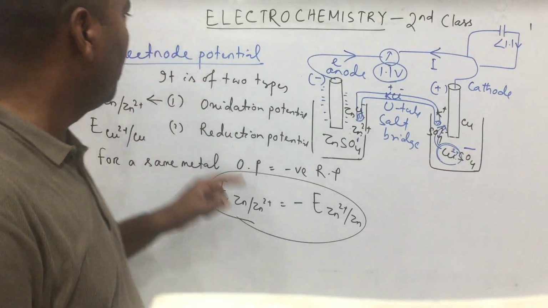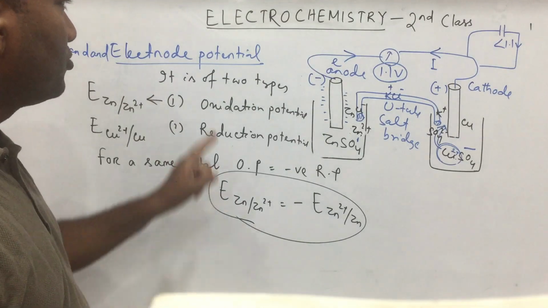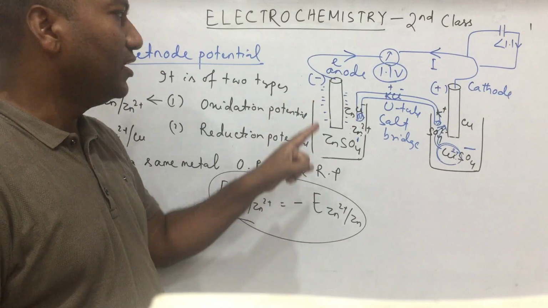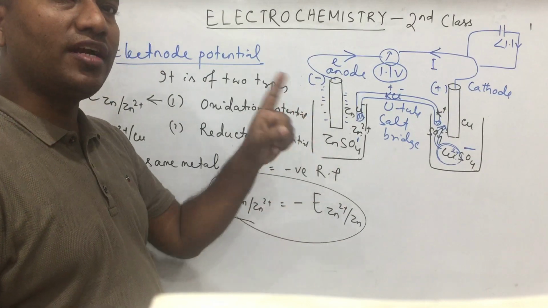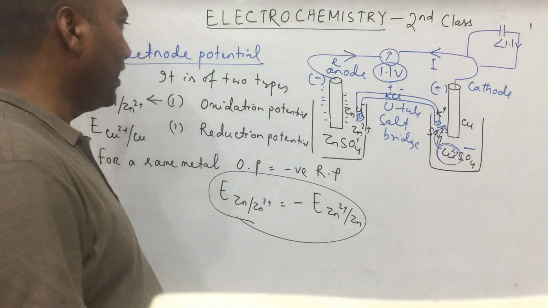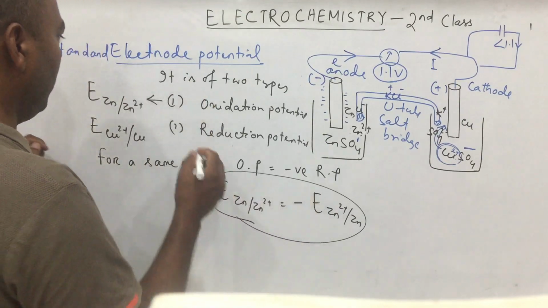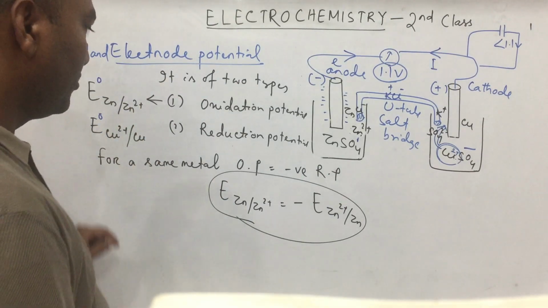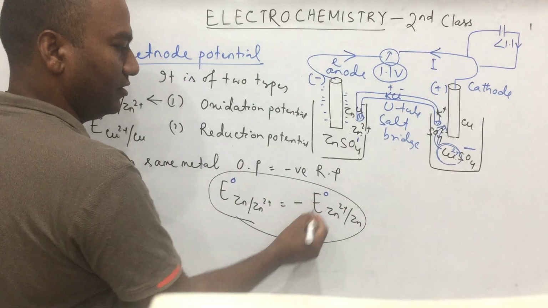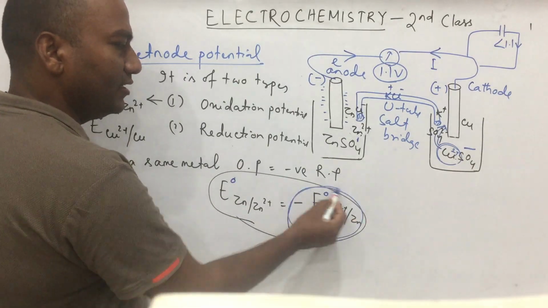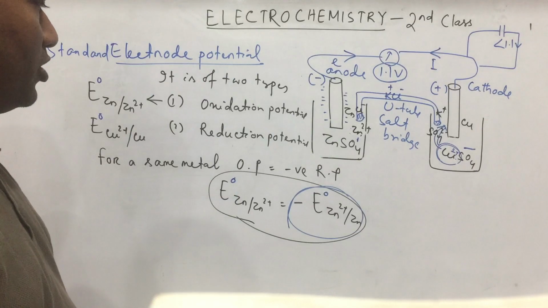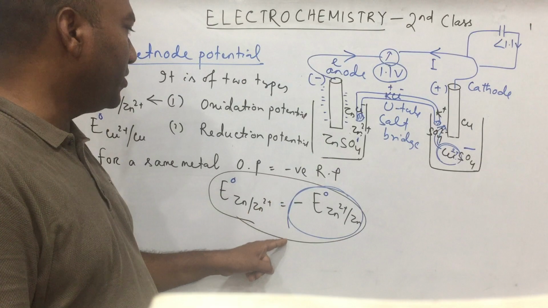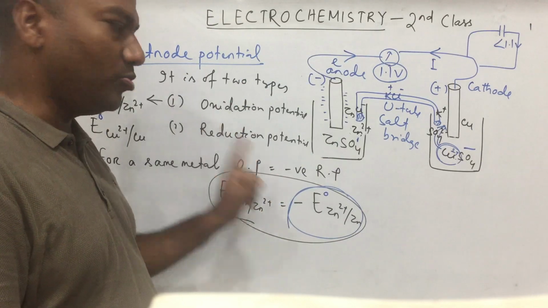Understood? Again, what is standard electrode potential? It is the potential difference developed between electrode and electrolyte in standard conditions. Its representation is like this: E naught. These are called the standard electrode potentials, and always the standard electrode potential will be in reduction potential form.